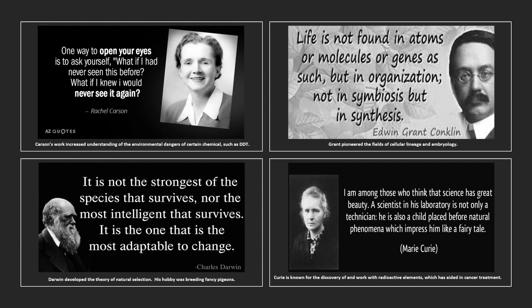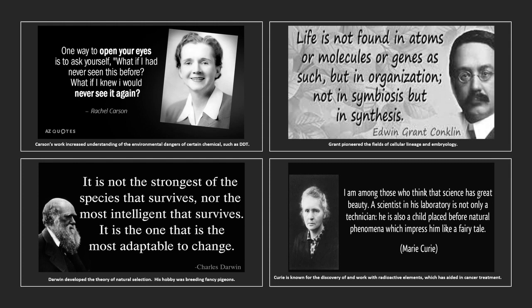Life is not found in atoms or molecules or genes as such, but in organization, not in symbiosis, but in synthesis. And this is Edwin Grant Conklin, and he pioneered the fields of cellular lineage and embryology. Cellular lineage is like, so you've got maybe an embryo developing and there's only 4 cells. Well, one of those cells is going to become particular body systems. Like one might become the nervous system and a different one might become the digestive system. That's cellular lineage. It's pretty cool, actually.